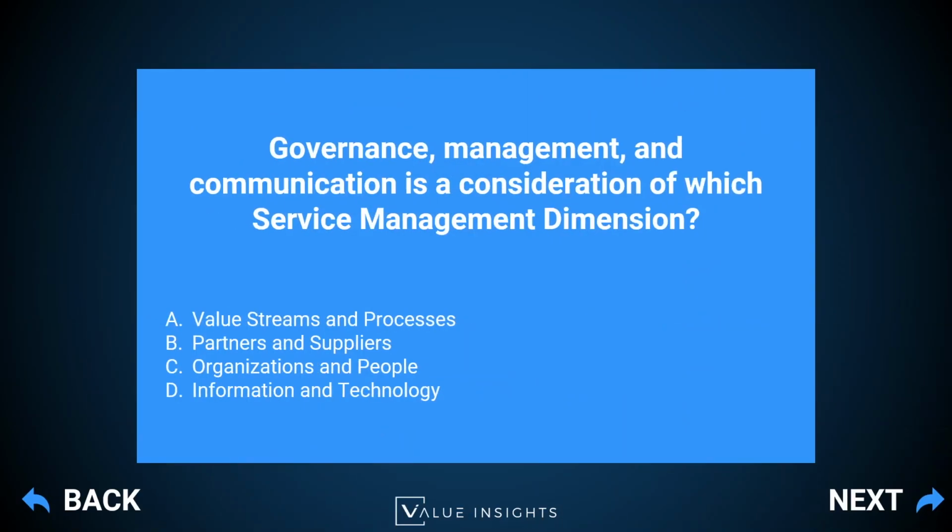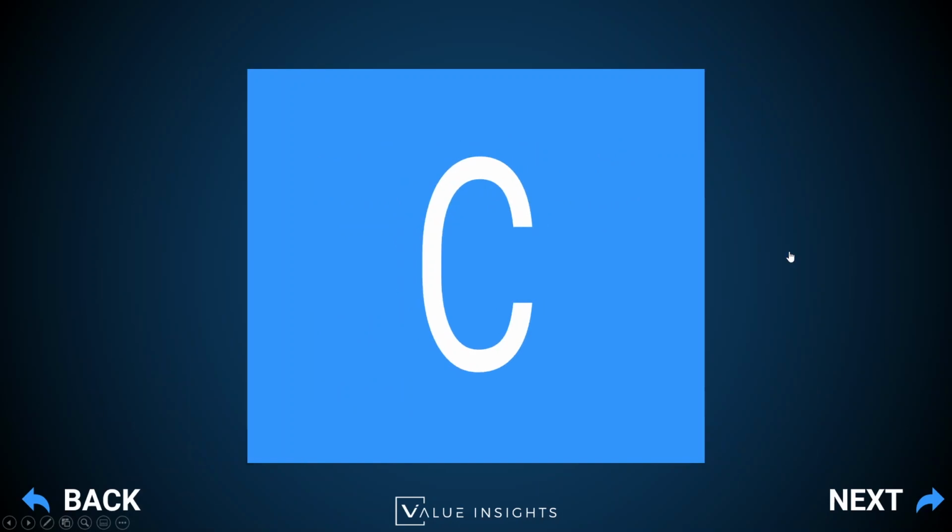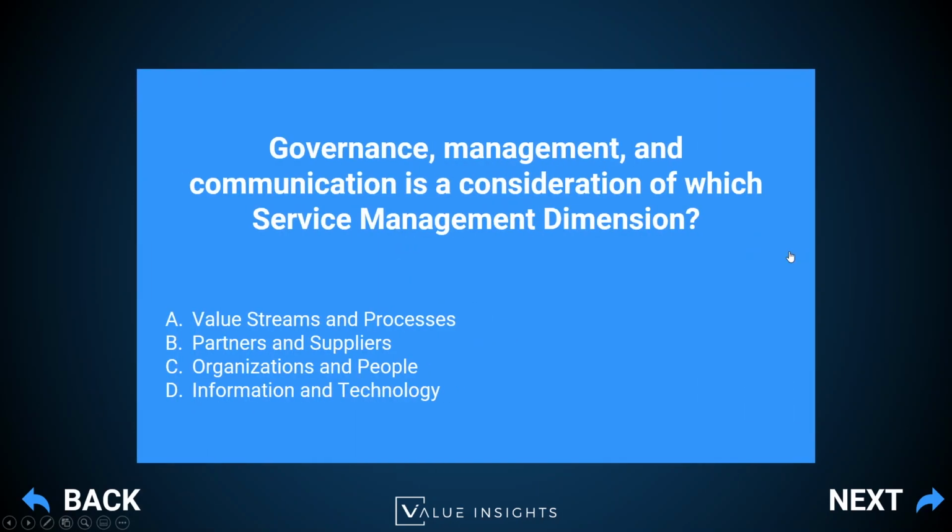Let's have a look at our next question. Governance, management, and communication is a consideration of which of the service management dimensions? Let's think about it, and I will tell you in a sec. The correct answer for this would be C, which says organizations and people. And that is exactly it, right?